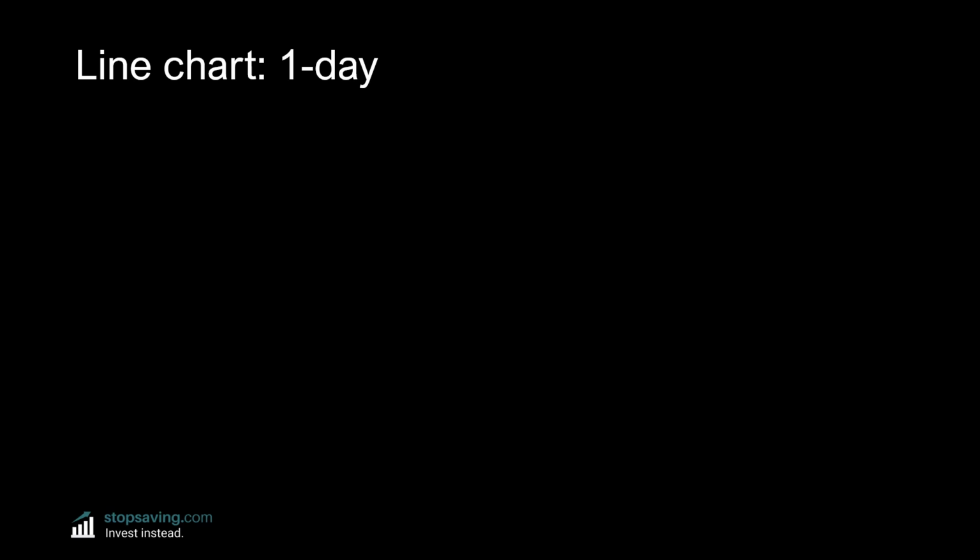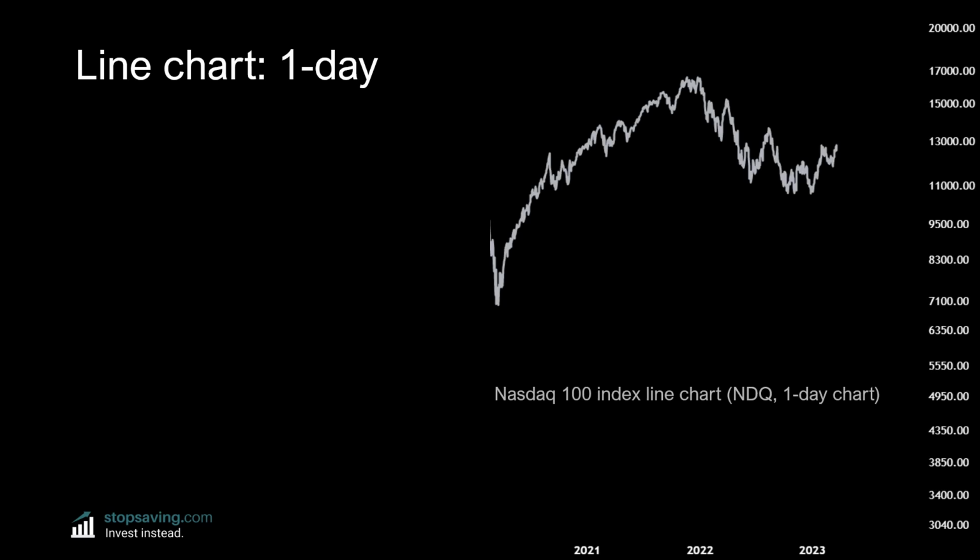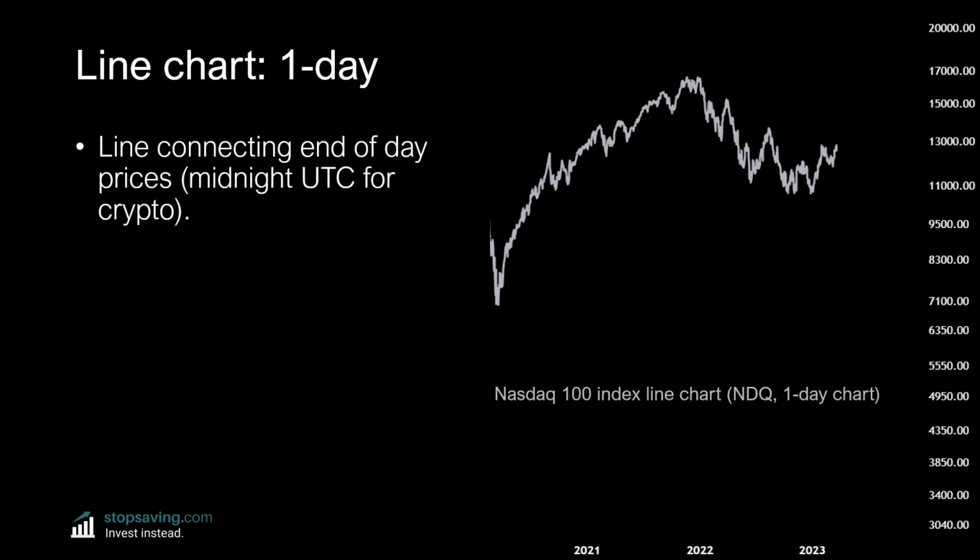We'll start off with the easiest chart of them all, and that's the line chart. So here's a line chart of the Nasdaq 100 index, and that's ticker NDQ in TradingView. Now, this is a one-day line chart, meaning it's a line that connects the end-of-day prices for the Nasdaq. In other words, the last price the index was trading for on each day of the week. Keep in mind that stock markets stop trading at some point during the trading day, and their last traded prices would be the closing prices used to draw a line chart.